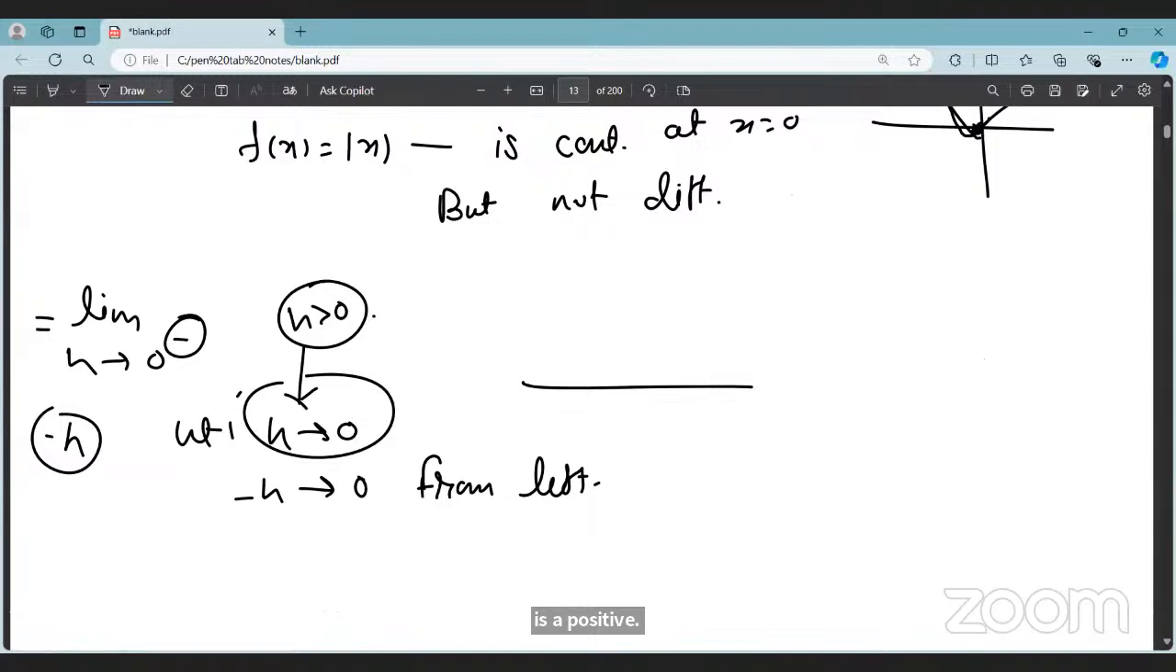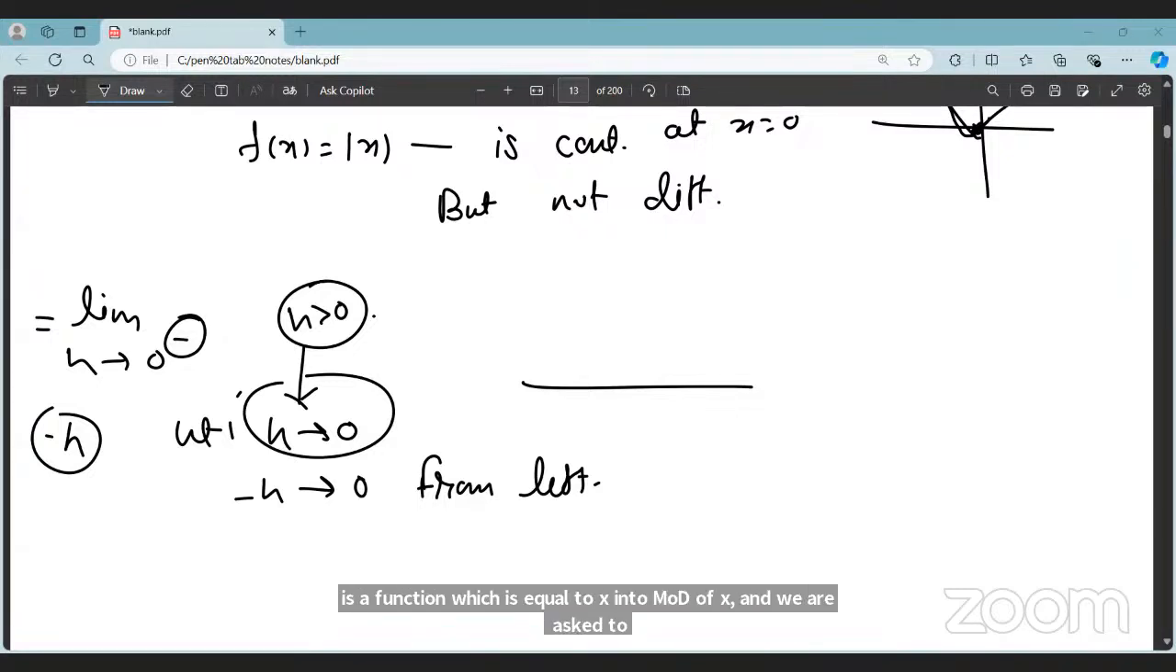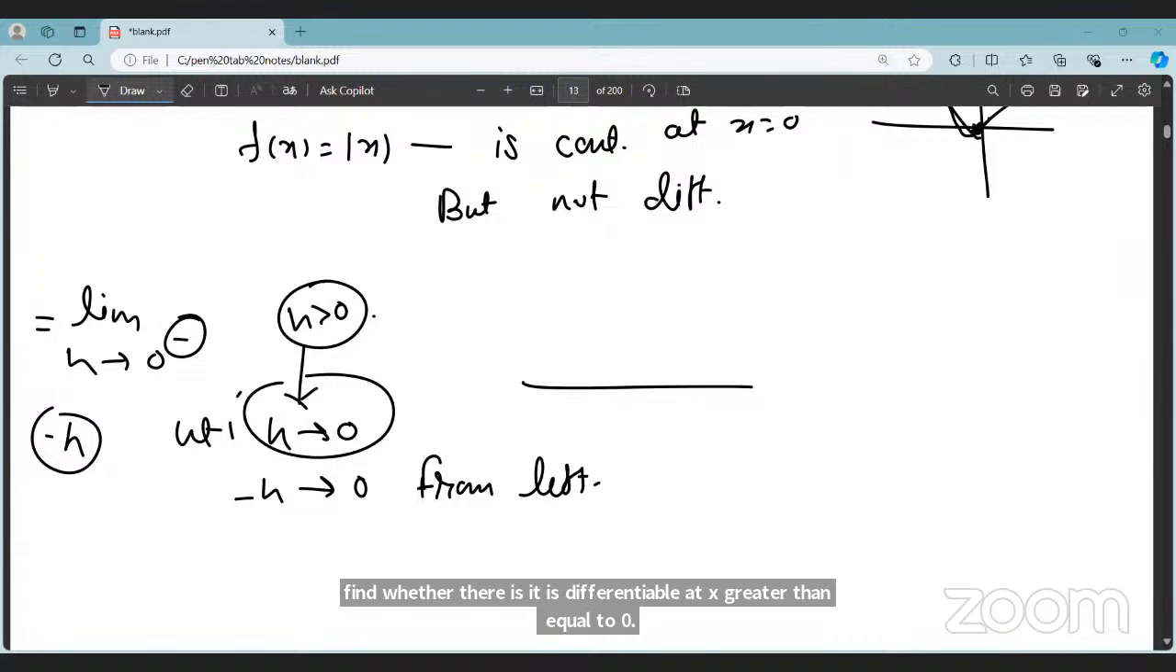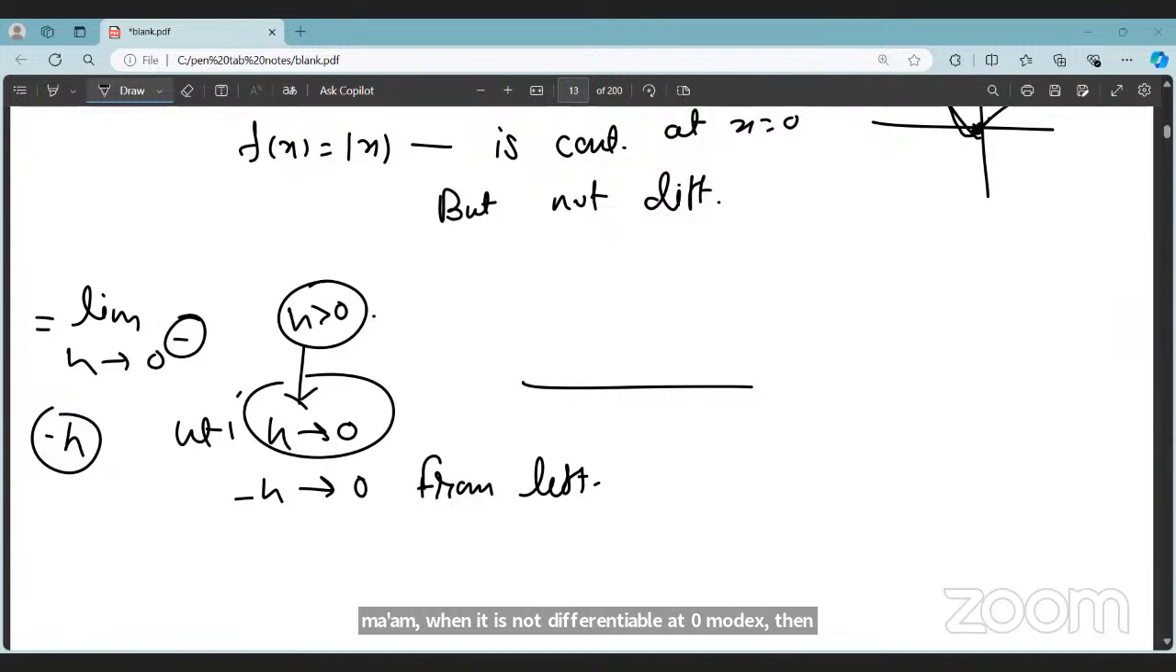Ma'am, there is a similar question in activity 8.3 wherein we are asked to find a function which is equal to x into mod of x, and we are asked to find whether it is differentiable at x greater than or equal to 0. So ma'am, when it is not differentiable at 0 for mod x, then how come we can say that? Because the answer shows it's differentiable at x greater than or equal to 0. Yes, ma'am, there is an option with that, and that is the correct option. Question number 3.